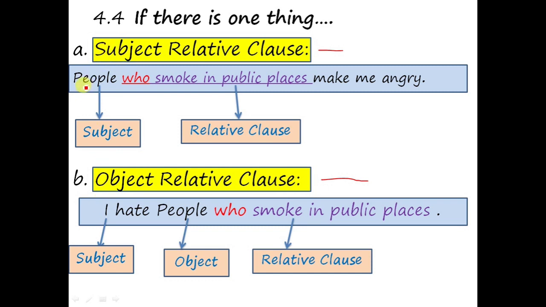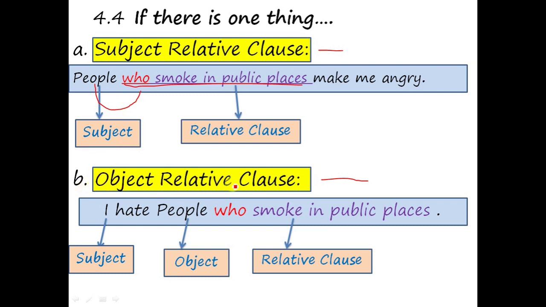See the sentence given here. People who smoke in public places make me angry. Relative clause here means WH clause. In this sentence, "people" is the subject and "who smoke in public places" is the relative clause. This relative clause, the "who" clause, comes to define the subject. Therefore it is known as subject relative clause.